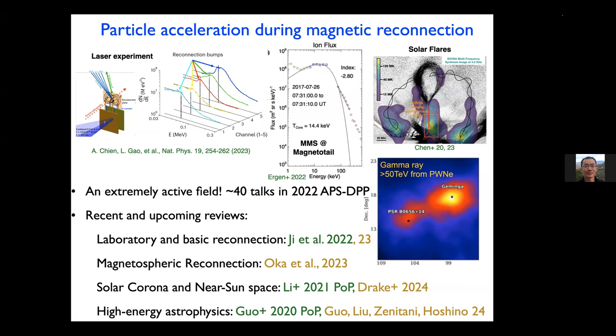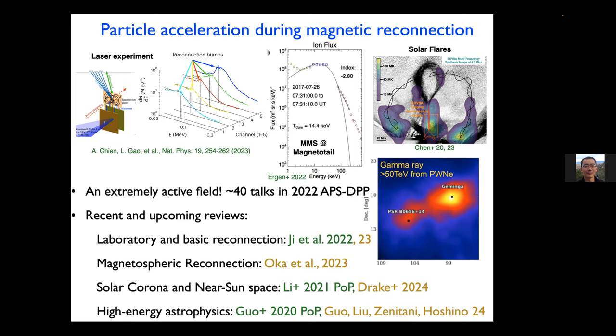This slide summarizes a little bit of the recent progress. Last year, there was a Nature Physics paper about a magnetic reconnection layer produced by coil reconnection. There's an axion developed, and it seems that it is producing energetic particles with their diagnostic. In the middle panel is another MMS event at the magnetotail, showing a very turbulent, fluctuating reconnection layer that generates clear ion acceleration.